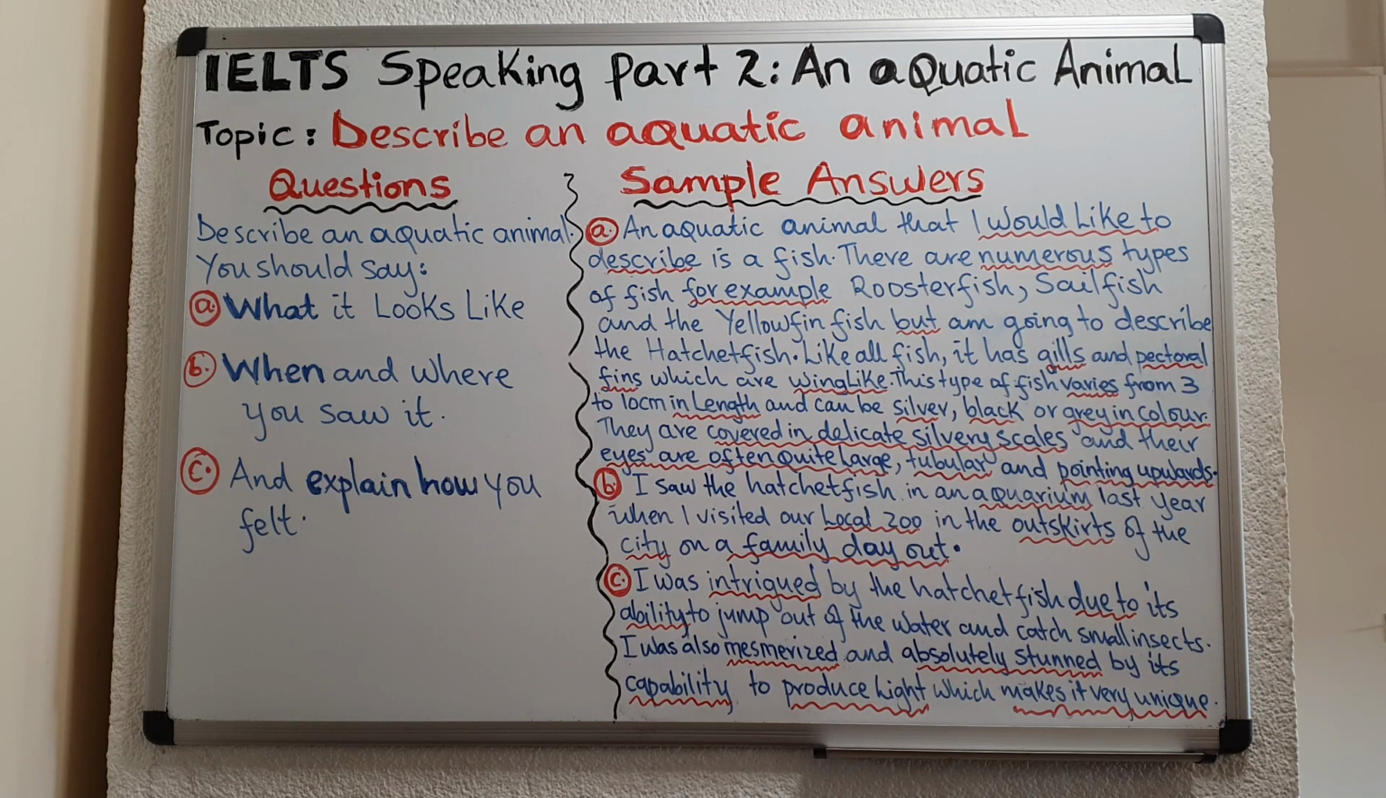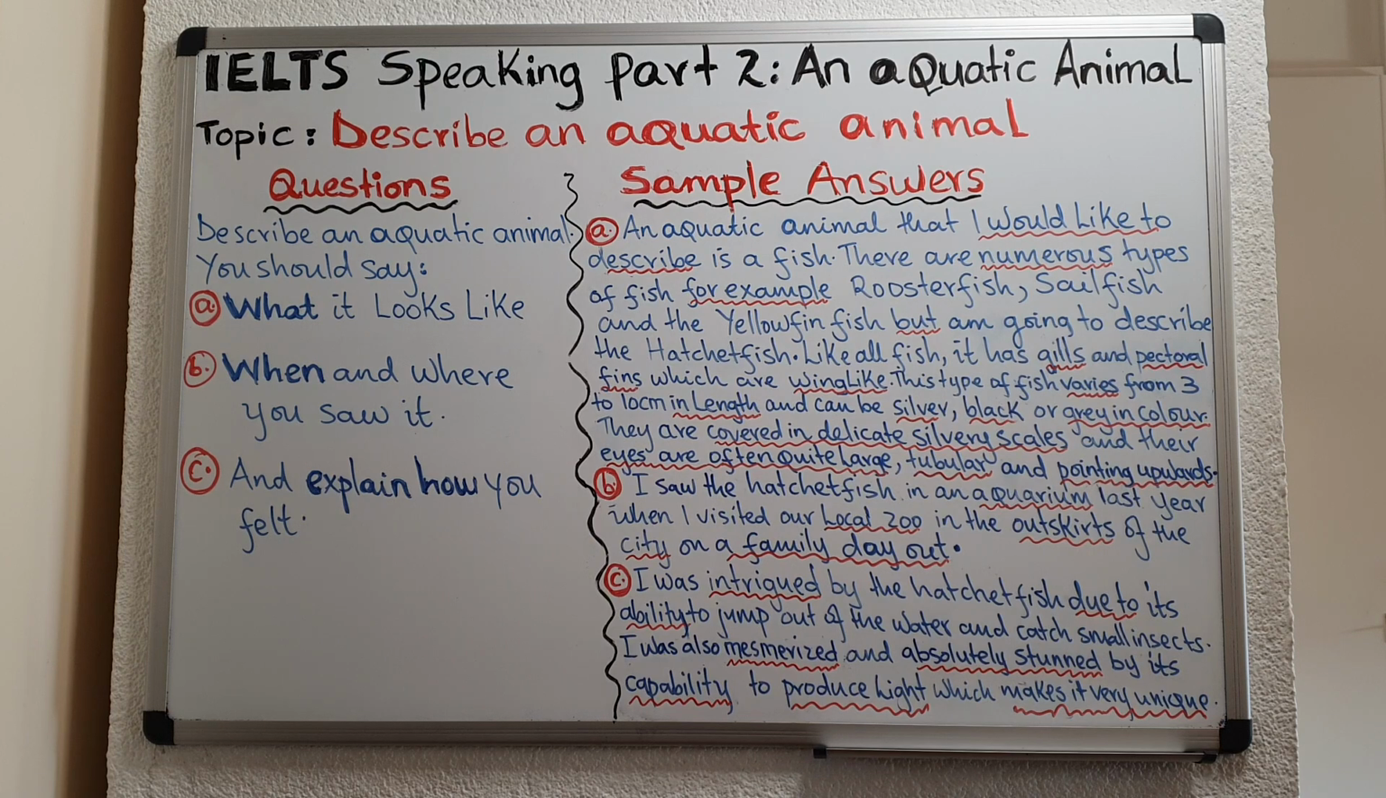For example, sample answer A. There are numerous types of fish, for example, rooster fish, sailfish, and the yellow fin fish, but I'm going to describe the hatchet fish. That is a complex sentence. You can see it has 2 linking words, for example, and but.